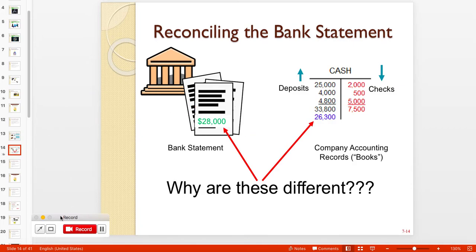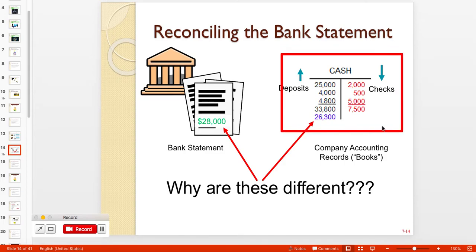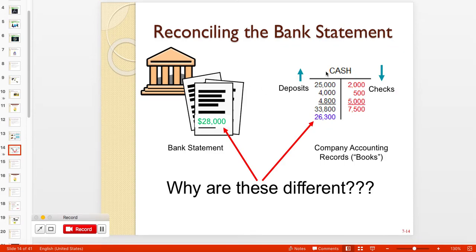Now, the bank reconciliation is meant to compare those records of the bank to the internal GL account, the ledger that they have on their books. So we compare the deposits that we have and the checks that we have, and we look at our ending balance. When you look at these two ending balance amounts right here, we see that they're different.